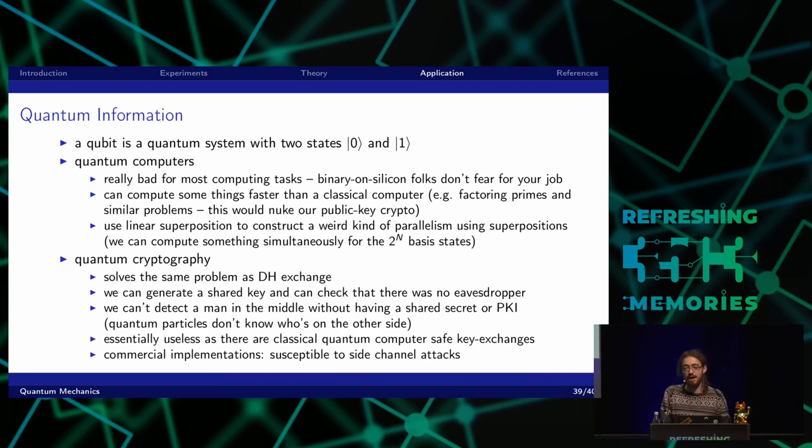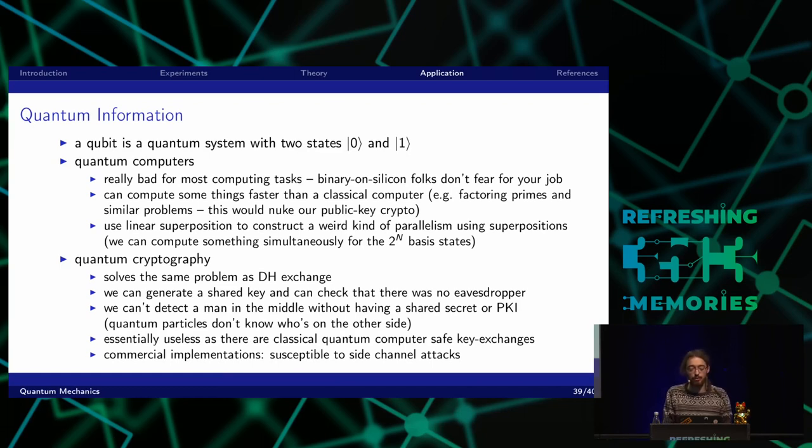And quantum computers are really bad for most computing tasks. Even if they build quantum computers, they'll never be as capable as the state-of-the-art silicon electrical computer. So don't fear for your jobs because of quantum computers. But the problem is they can compute some things faster, for example, factoring primes, working with some elliptic curve algorithms, and determining discrete logarithms, so our public key crypto would be destroyed by them. And this all works by using the superposition to construct some kind of weird parallelism. I think nobody really can imagine how it works, but we can compute it, which is often the case in quantum mechanics.